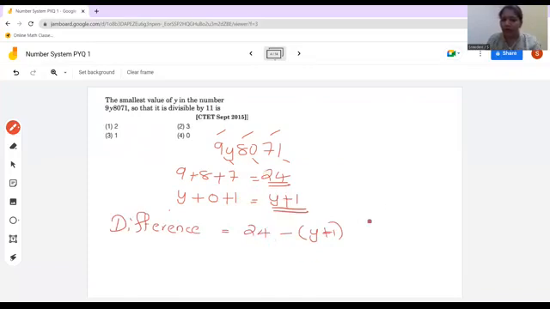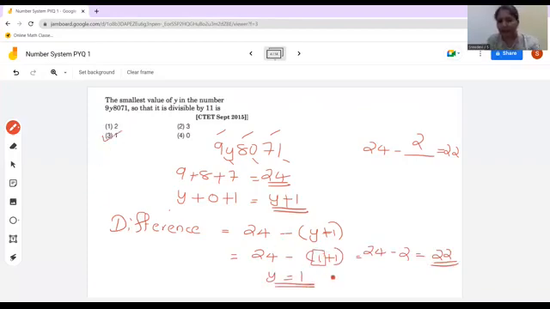From 24, what can be immediately subtracted to get a multiple of 11? Actually 22 is a multiple of 11, so 24 minus 2 will be 22. If in the place of y we substitute 1, we get 24 minus 1 plus 1, so that is 24 minus 2, that is 22. So here we are getting a multiple of 11. So the answer for y is 1.